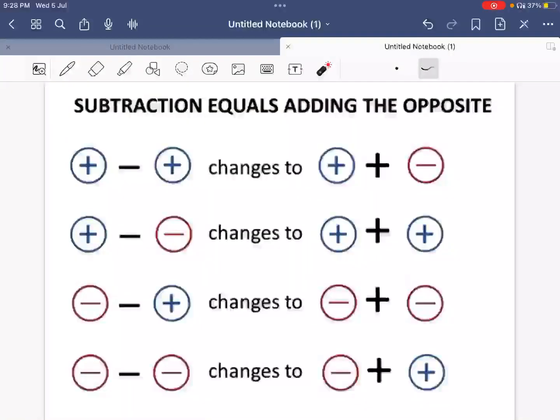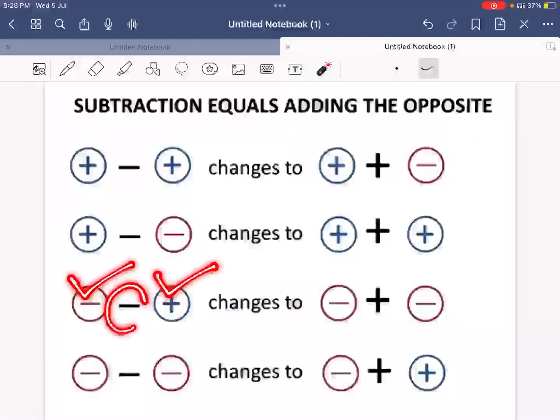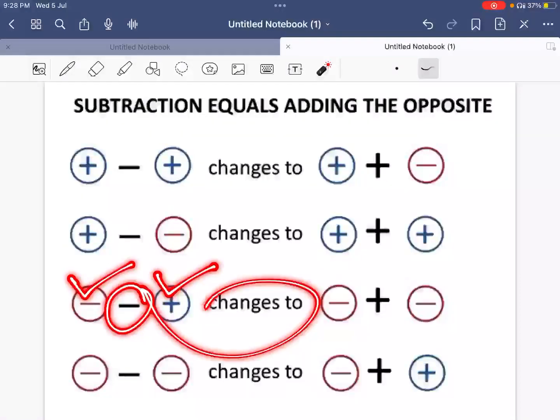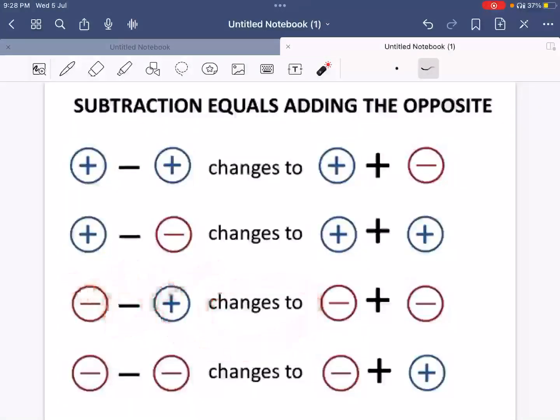Next, move to the third case. If the first number is negative, the second number is positive, and we are subtracting these two numbers, the sign change takes place. So what will happen? This minus is multiplied with this plus, so therefore it becomes minus, and we have to write a plus.